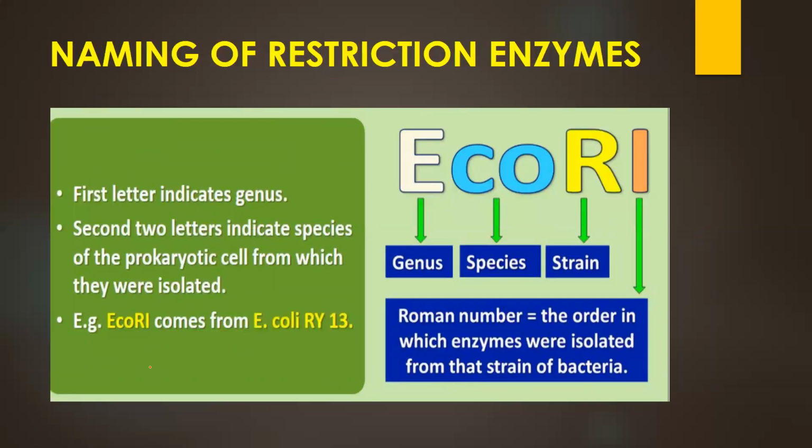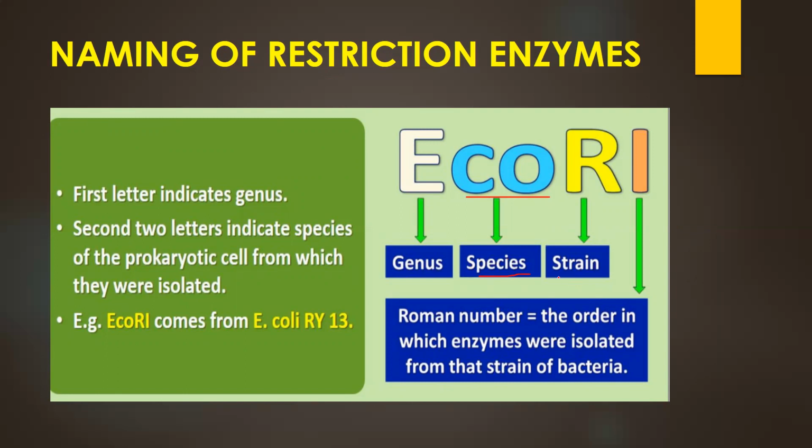Now let us understand how to name a restriction enzyme. What is the process of naming the restriction enzyme? Students, the very first letter of the name comes from the genus. For example, EcoRI is a restriction enzyme. E comes from Escherichia. The second word, C or O, 'co', comes from the species, that is coli.